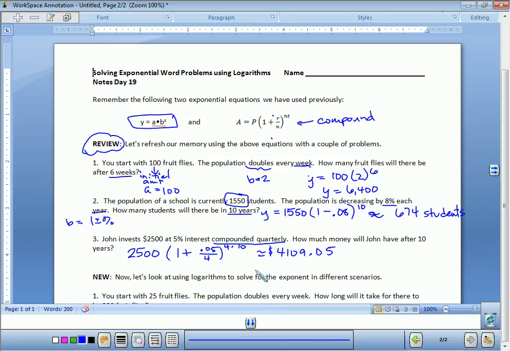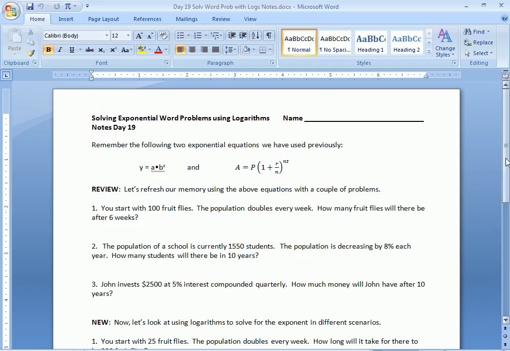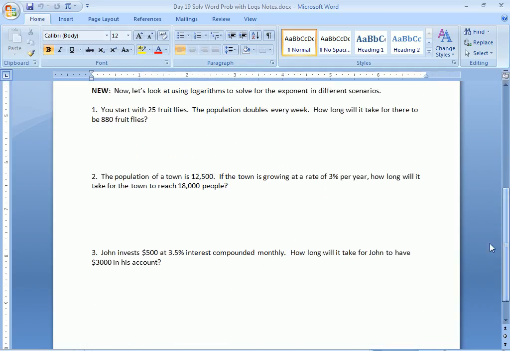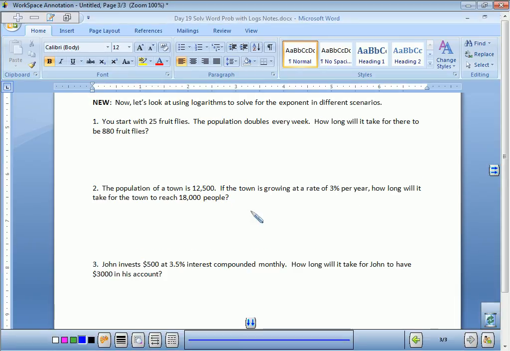So now we're going to see why we studied logs in the first place. So we can answer these types of questions. When will you have? And that can be important. So this says we're starting off with 25 fruit flies. They're doubling. How long will it take for there to be 880 fruit flies? So it's the same scenario, but this time in our y equals a times b to the x, we're solving for x. We're solving for time.